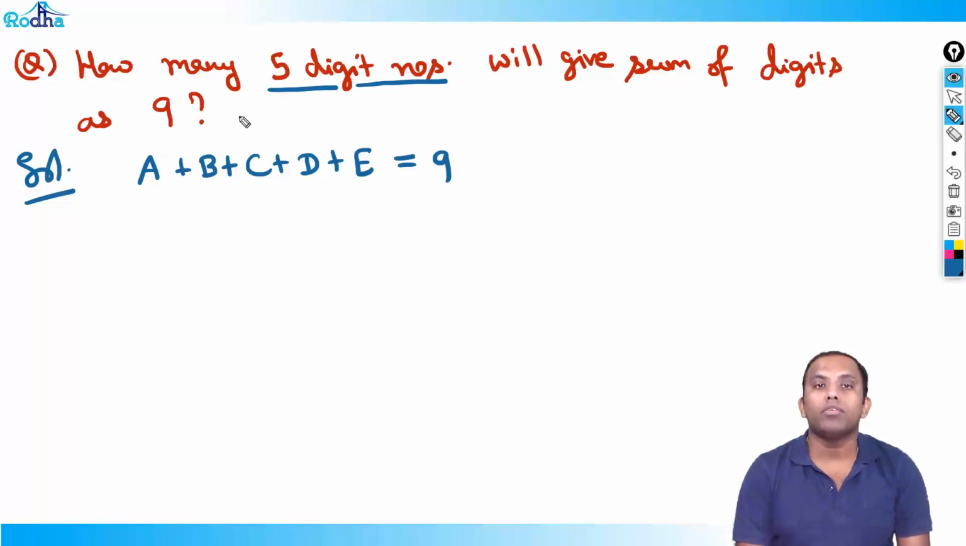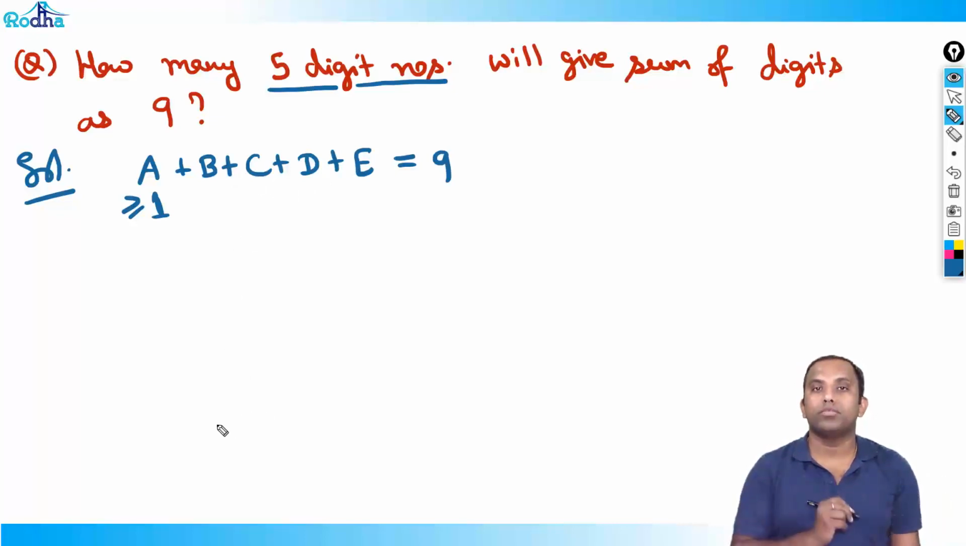So for a 5-digit number, what is the condition? To make it a 5-digit number, the pure condition is the first digit should be at least 1. That's it, right? If the first digit is at least 1, even if the rest are 0, it is always 10,000 something. Sorry, not 1 lakh something. If I'm putting A equal to 1 here, it's like 10,001, 10,002, 10,008, like that. So that is the condition.